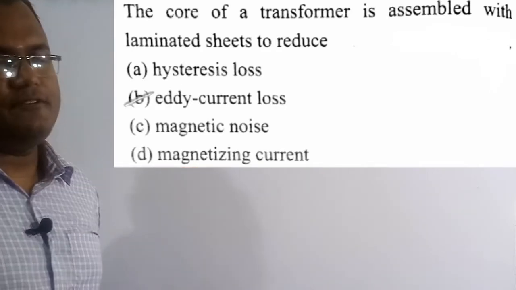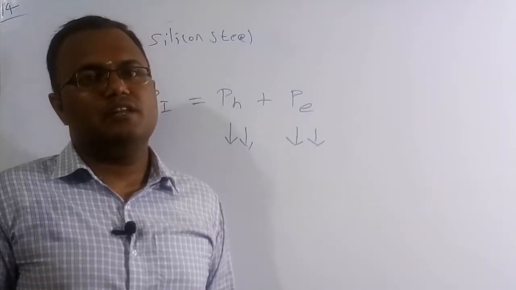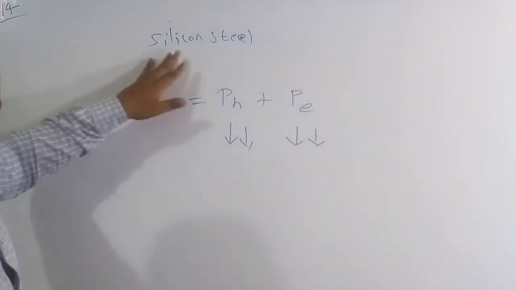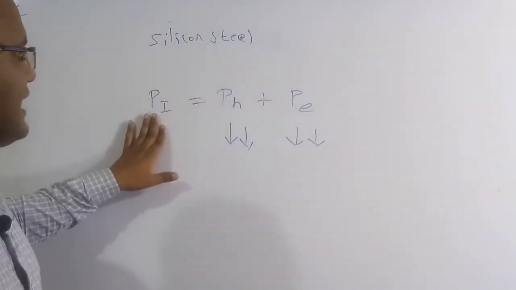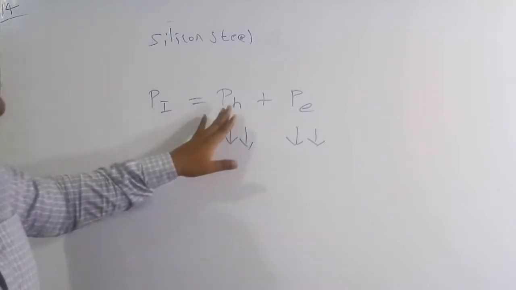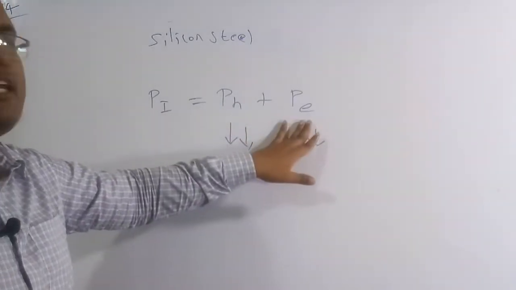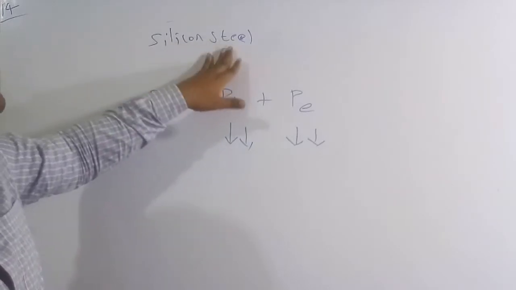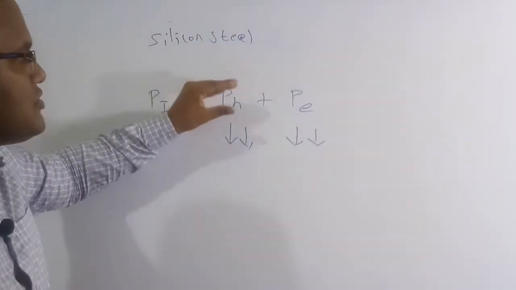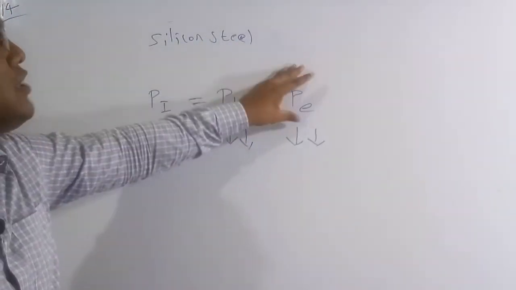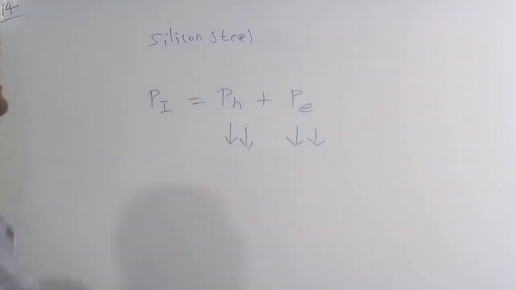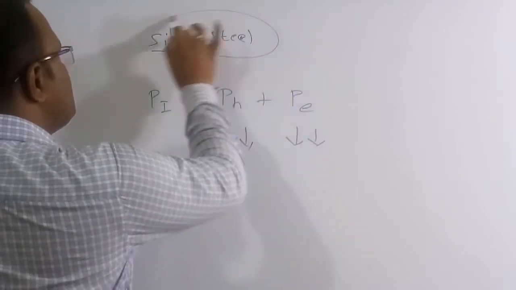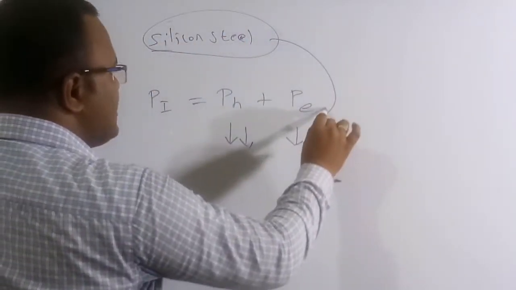So let's solve this numerical. In the previous question itself, I have already told you that here silicon steel is used for making the core of a transformer. So here iron loss in a silicon steel is equal to the summation of the hysteresis losses plus eddy current losses. Because of silicon steel, basically the hysteresis loss is also going to get reduced, and the eddy current loss is also going to get reduced. But if you see carefully here, silicon steel laminations are used mainly to reduce the eddy current losses.